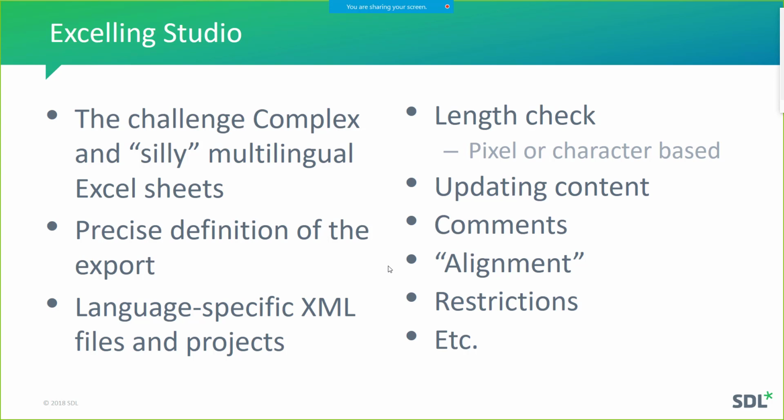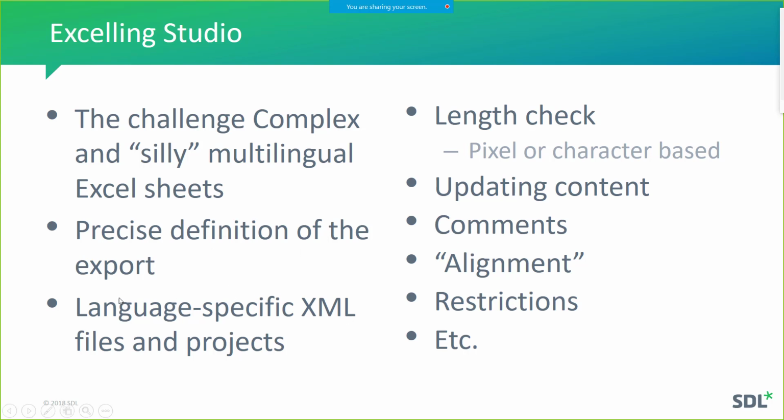So it can be really simple, just a multilingual Excel sheet, but it can also be very complex. And the way it works is that we define the export. So we have a wizard where you can go through and exactly define what you want to do, including things like length check, updates, comments. You can also use it for alignment, of course. So you could basically convert a multilingual Excel file into several SDL XLIF files for each language pair, and then just import that into the TM. So you can do that if you have, I don't know, like a 30 language Excel file.